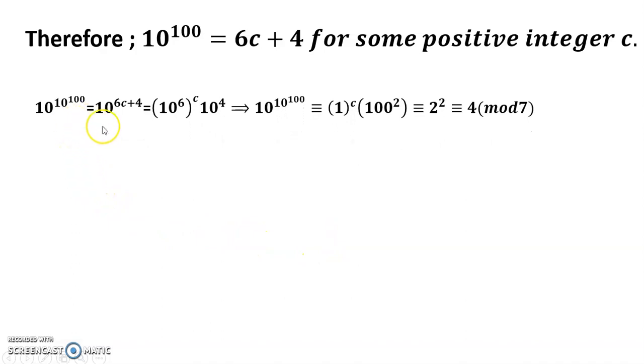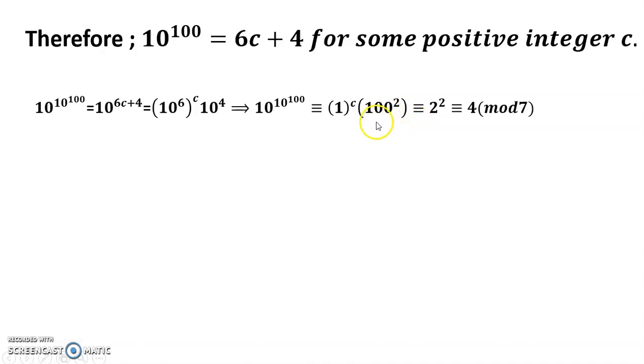So 10 to the power 10 to the power 100 equals 10 to the power 6c plus 4, which is equal to 10 to the power 4 times 10 to the power 6c, and 10 to the power 6 is equal to 1 mod 7. So it is 1 to the power c, and 100 squared, since 10 to the power 4 means 100 squared, that is 2 squared. How is it 2 squared, friends?